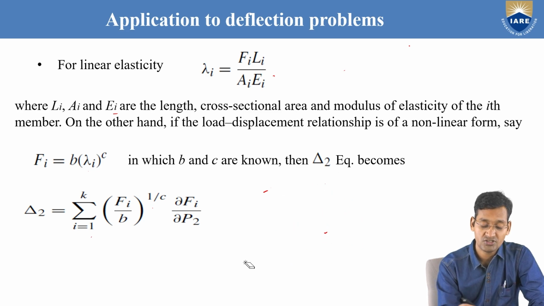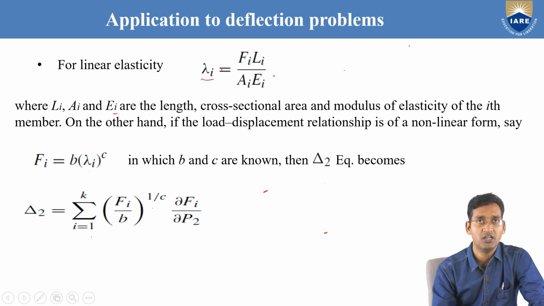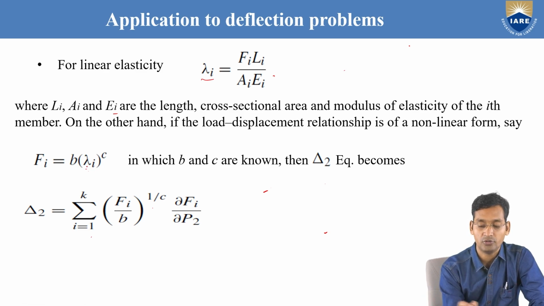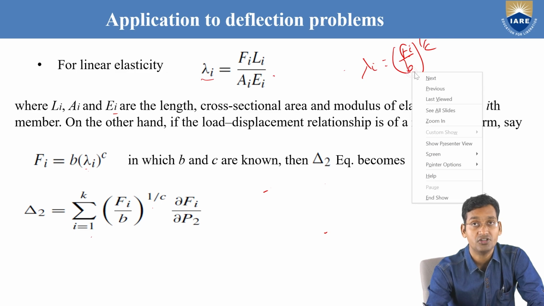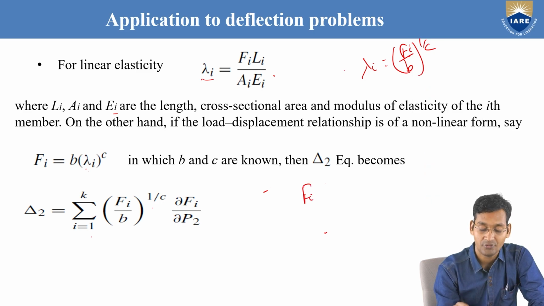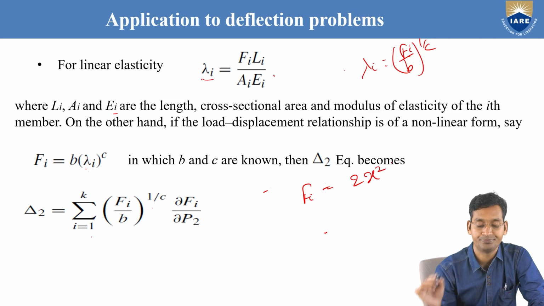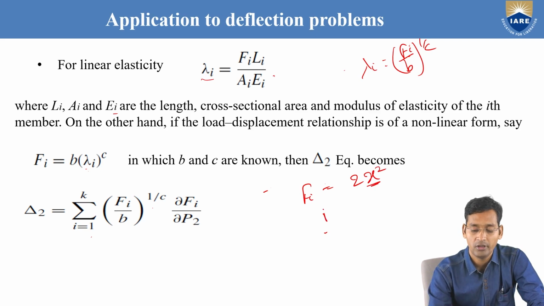Now in this equation, first just see here that Li you have to find. If it's linear, use the linear formula; if it's not linear, then you have to find it this way. So for non-linear, lambda i will be Fi by B power 1 by C. In the non-linear case, Fi will be given, the constant B also will be given, and the power. Suppose Fi is 2x square. Then for finding the x value, what will you do? F by 2 equals x square. So root of F by 2 is equal to x.